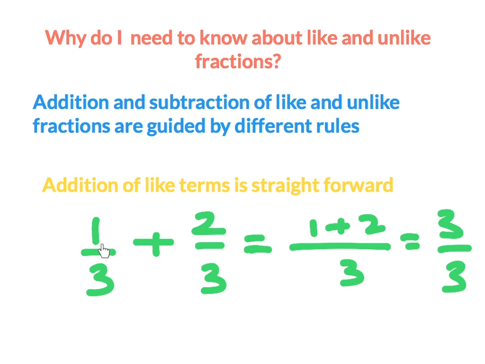So in this example, we have 1/3 plus 2/3. So we just select one of the denominators, which is 3, and we write it as our new denominator. And then we take the two numerators and add them together, 1 plus 2. And so we have 3/3, which is the same as 1. So the addition of like fractions is very straightforward. However, unlike fractions are not like that. So let's get to it.